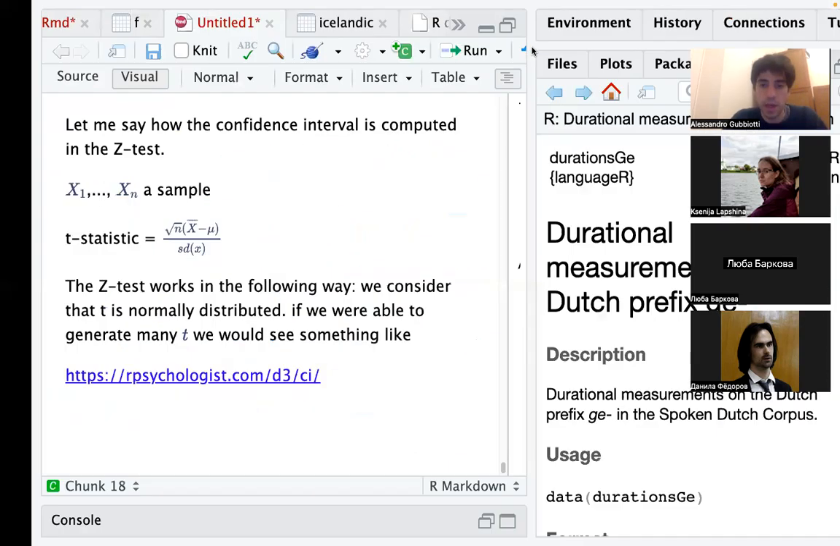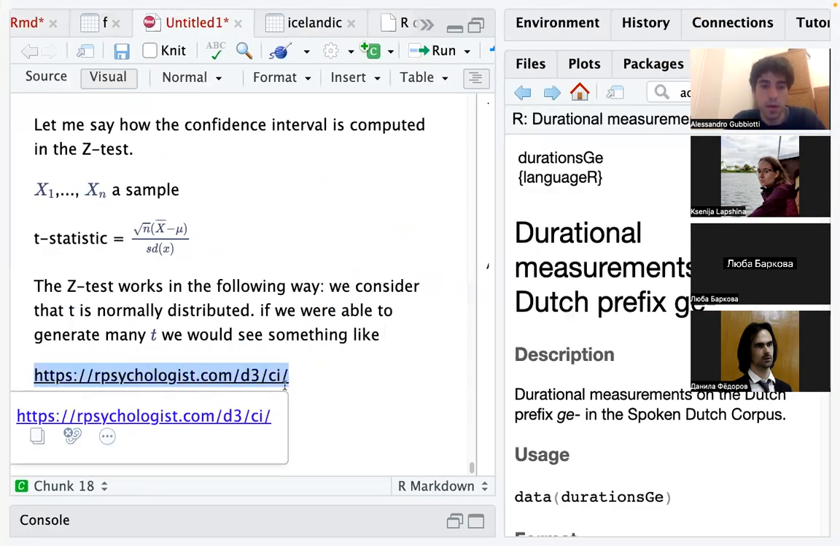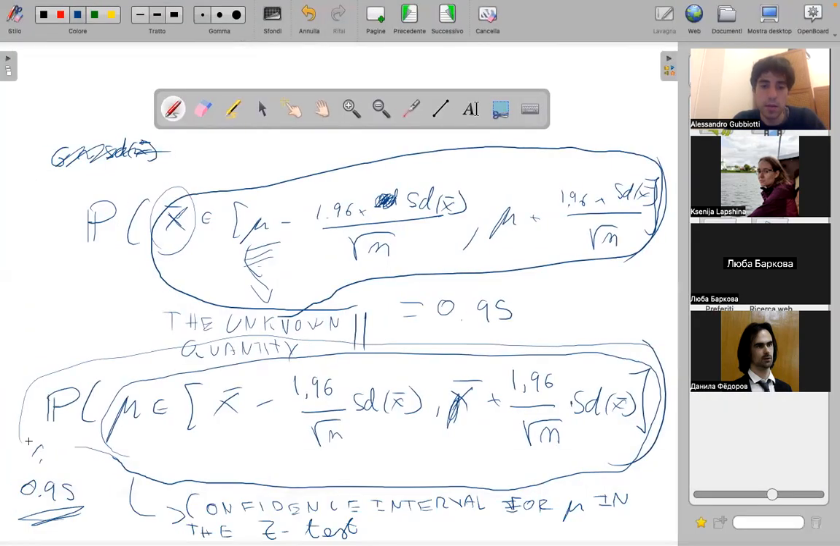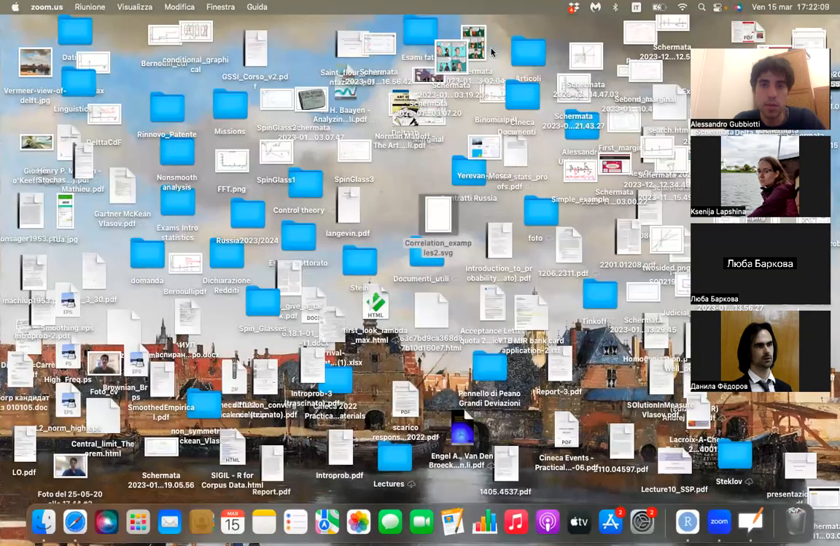I can give you this link in the chat. You can visualize these confidence intervals.